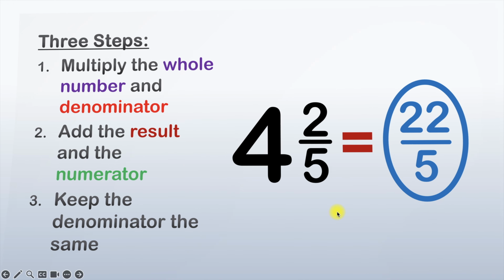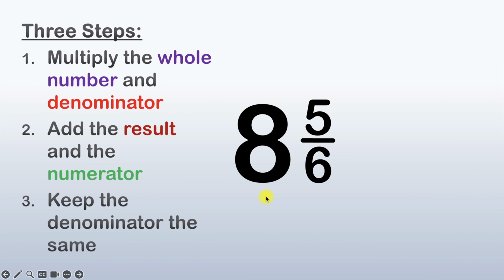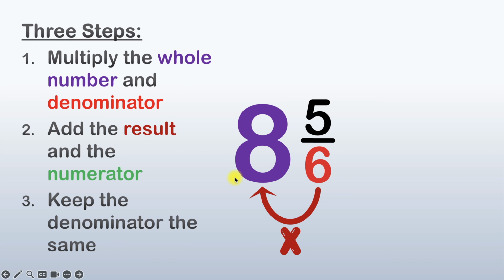So here's our last example. Here we've got 8 and 5/6. Let's just follow our steps. Step 1 is to multiply the whole number and the denominator. The whole number is 8, and the denominator is 6. So we're going to multiply those values. So we've got 6 times 8. The result of that is 48. And we'll put that right above our whole number.